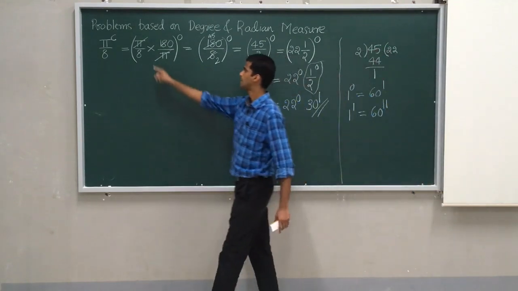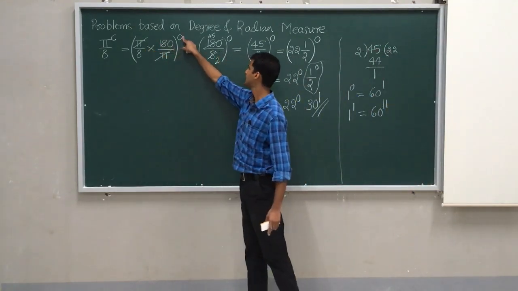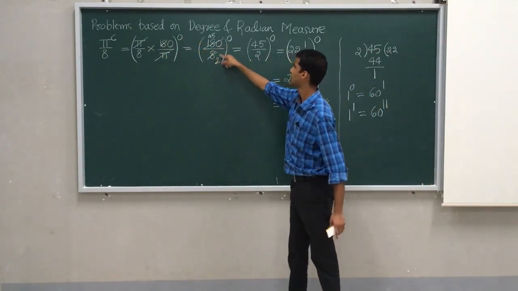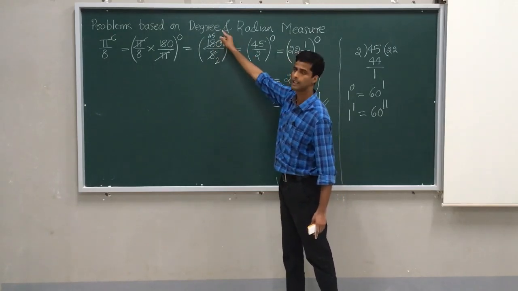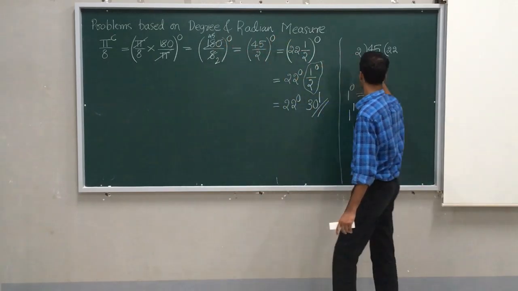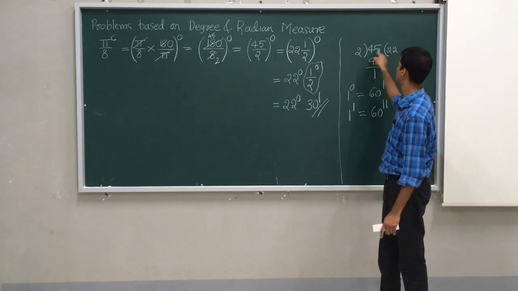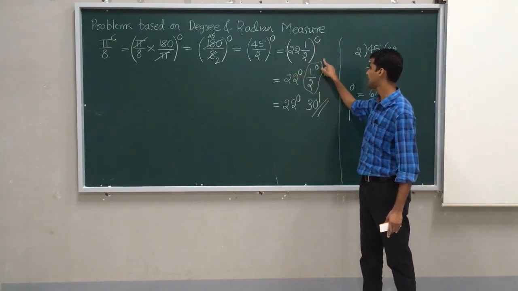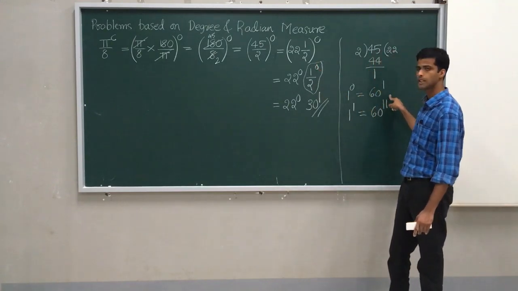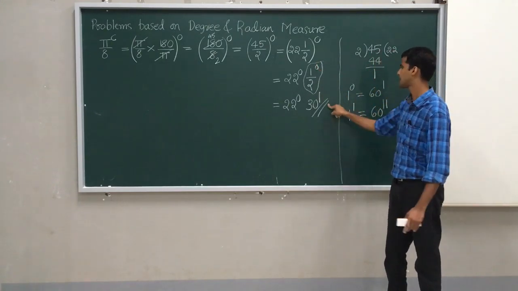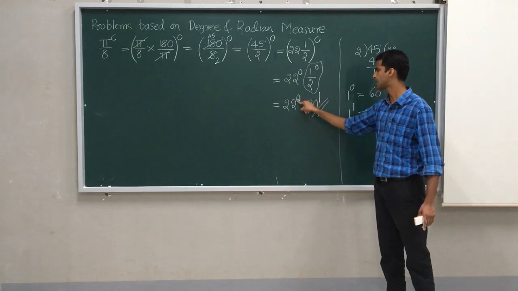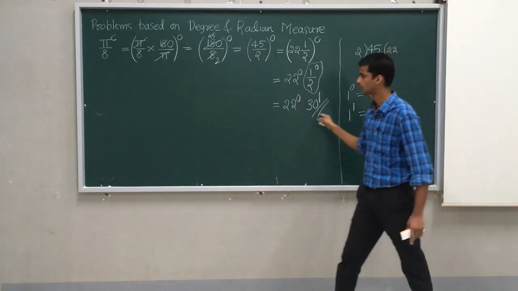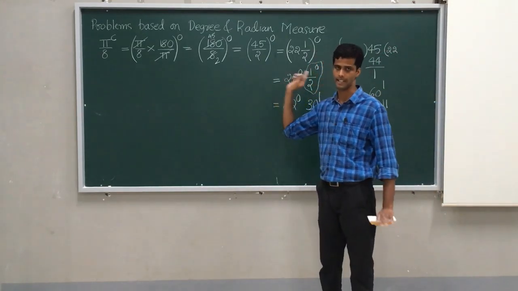So this is the simplified format of this problem. Let me explain. Pi by 8 into 180 by pi degrees. Then I simplified 180 by 8 and got 45 by 2. You should show this calculation to the examiner. 45 by 2 is 22 and a half, so I wrote 22 degrees, half a degree. 1 degree means 60 minutes, therefore half a degree means 30 minutes. Therefore I got this answer in degree and minute format. So this is the solution for pi by 8.